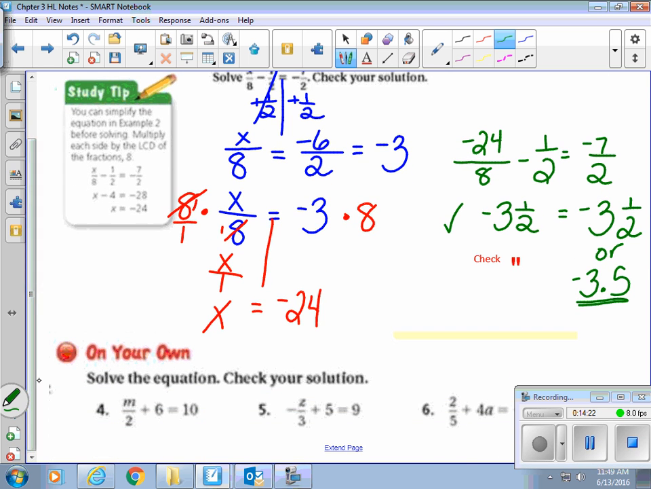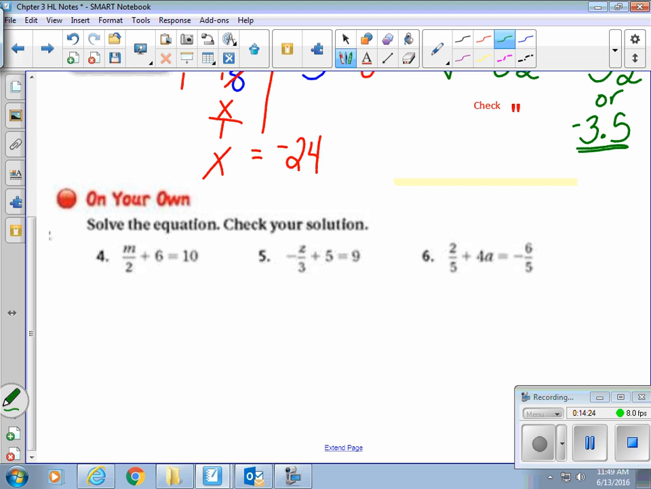So I will do one more with you, and then I'll set you off on your own for the next two. In number 4, I need to undo my addition or subtraction piece first. I see add 6, so I need to do its opposite or its inverse, which would be to minus 6. We're going to do that from both sides. 6 minus 6 is 0, leaving me with m divided by 2 over here. And 10 minus 6 is 4.